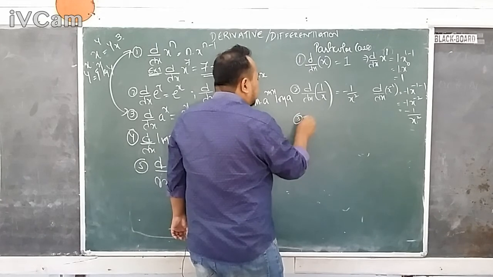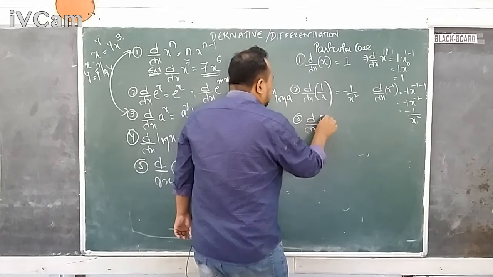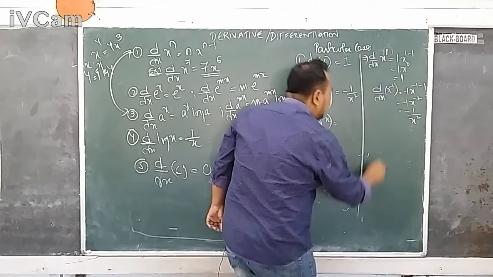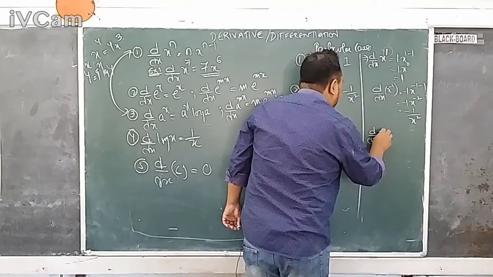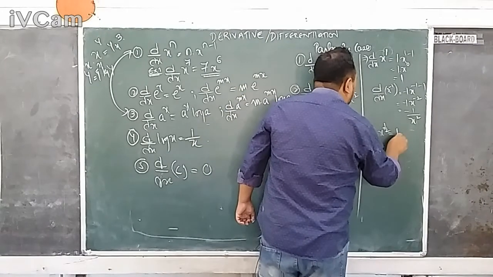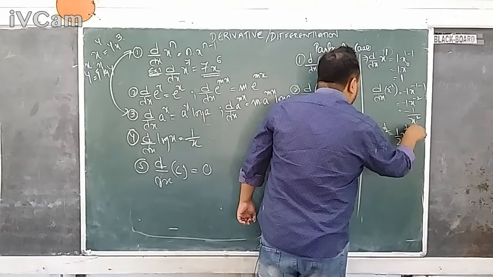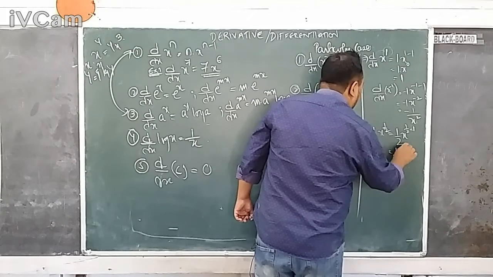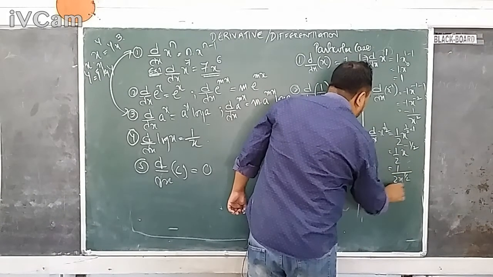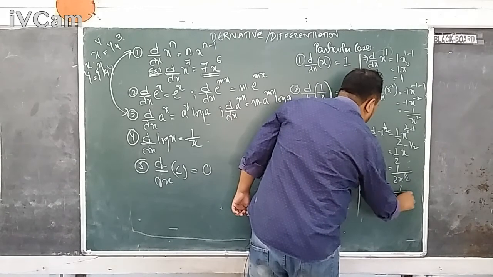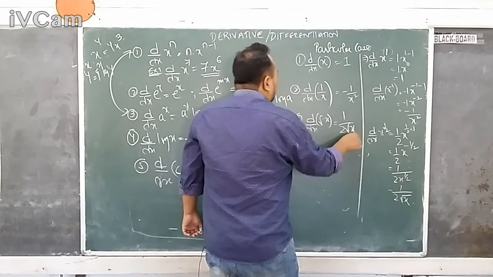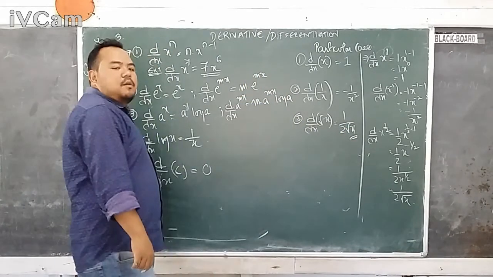And the third formula is d by dx of root x. d by dx of root x can be written as x to the power 1 by 2. Again, 1 by 2 comes in front, x to the power 1 by 2 minus 1. So 1 by 2 into x to the power minus 1 by 2. Since it's negative, you take it down, so x to the power 1 by 2 means root x. So what's the differentiation of root x? It is 1 by 2 root x. So these are the three particular cases.